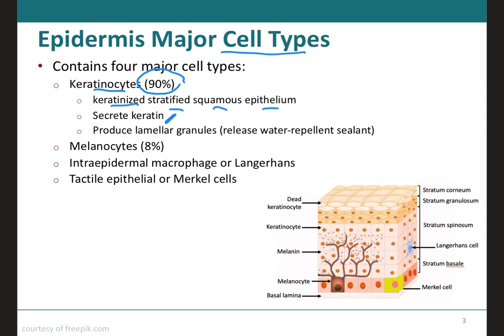It will also produce these lamellar granules, which start in the stratum granulosum and are made up of lipids, serving as a water-repellent sealant. The other cells that we talked about are the melanocytes. They constitute 8% of the cells, and these cells are interesting because they release what we call melanin. So melanin is released by melanocytes. One thing that I want you to be aware of is that the melanocytes are present in the stratum basale.